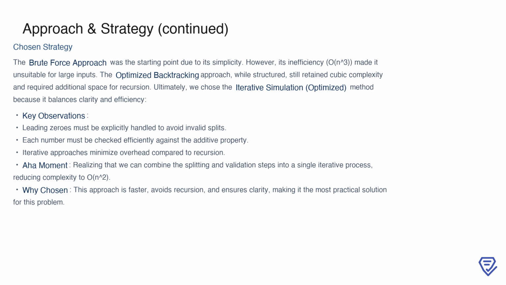By combining the splitting and validation steps into a single iterative process, we achieved a streamlined method that is faster and easier to implement. Key considerations include handling leading zeros and efficiently validating numbers to ensure correctness. This approach provides the best trade-off between speed, clarity, and practicality.